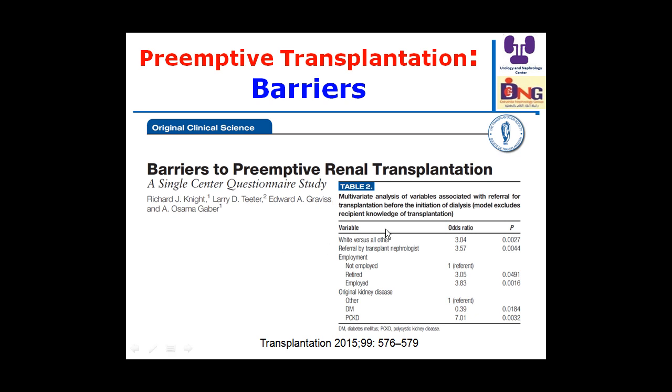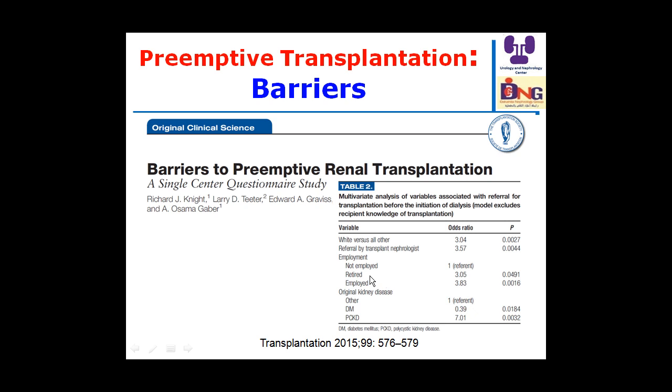Here, these are the barriers for transplantation. If we think of race, this is a multivariate analysis of variables associated with referral for transplantation before the initiation of dialysis, preemptive transplantation. Here, white persons find their way to transplantation. So the likelihood of doing a preemptive transplantation is higher for white in comparison to black. If a transplant nephrologist is involved, yes, the referral will be higher too.